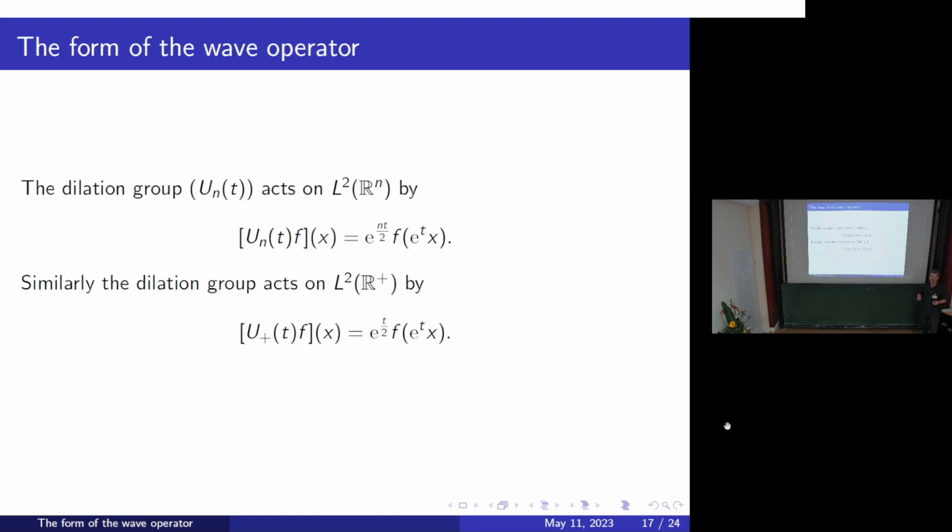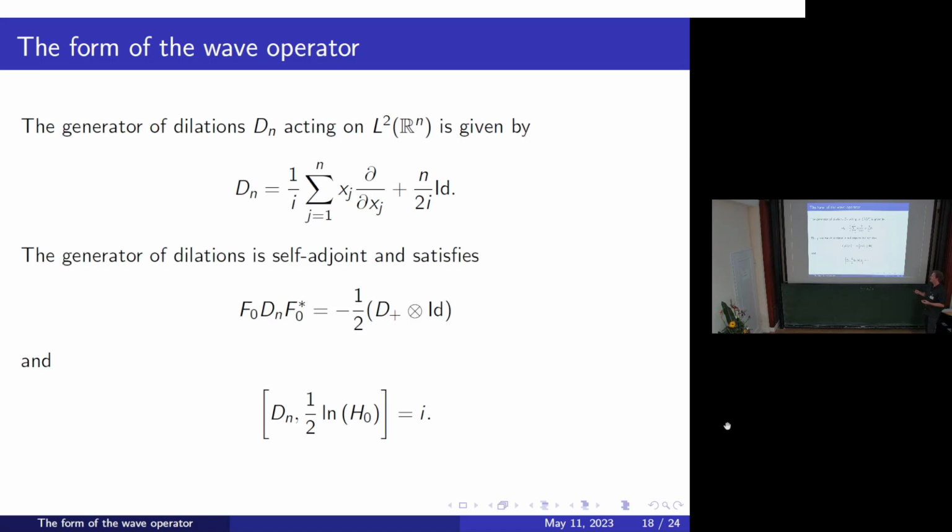Our next section is describing the wave operator having a particular form and using this to detect this index data. To do this, I need to introduce a few more operators. The dilation group acting on L2 of Rn is given by this formula: U_n(t) acting on some function f dilates outside and inside. The scaling factor on the outside is to keep it unitary. You can similarly define a dilation group on L2 of the half line by the exact same formula as in one dimension. And it turns out that these operators play very nicely with the Fourier transform that I introduced earlier.